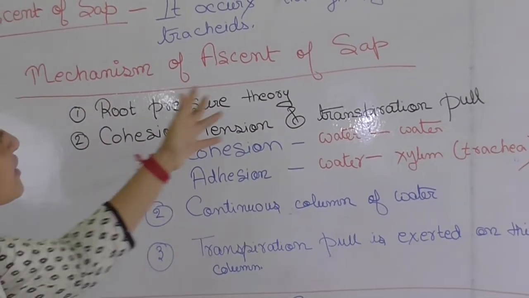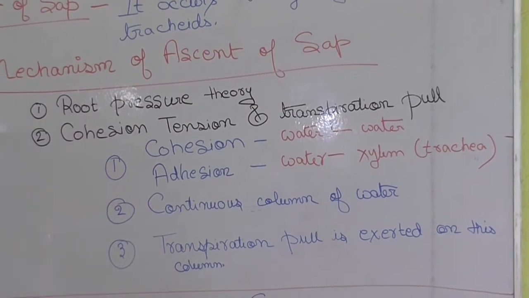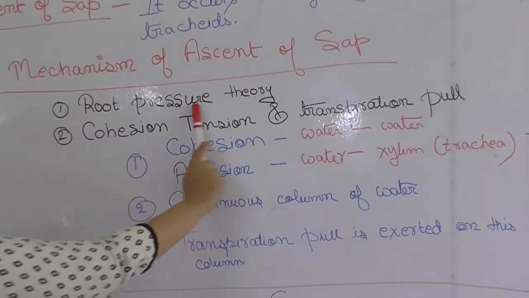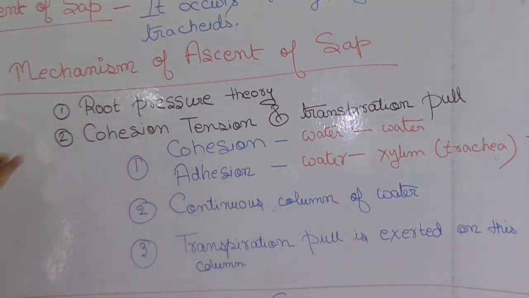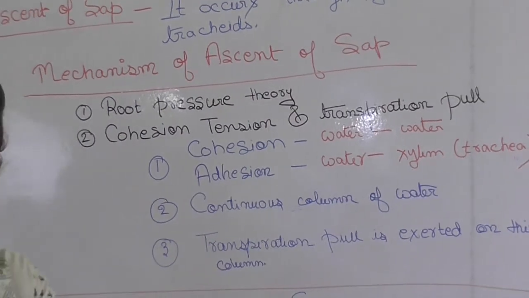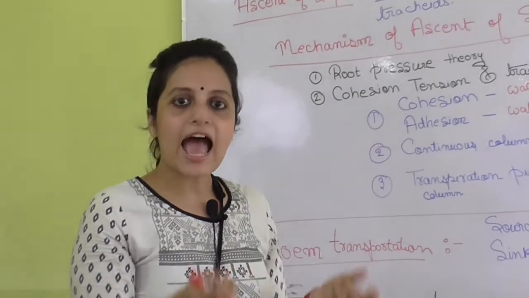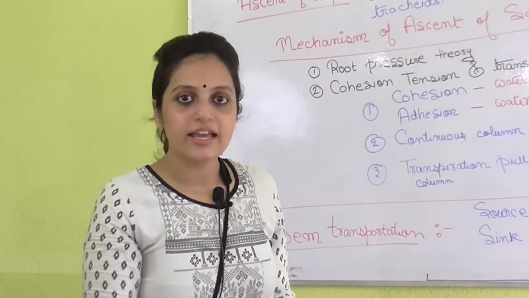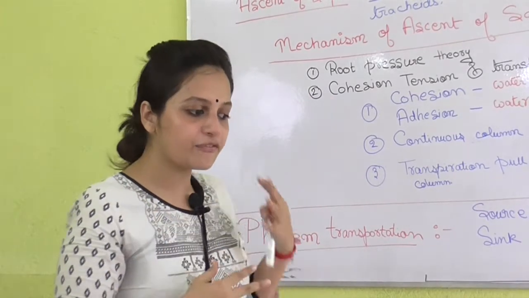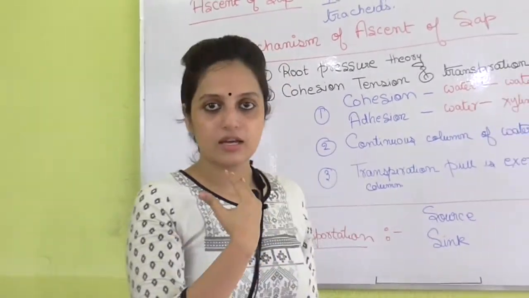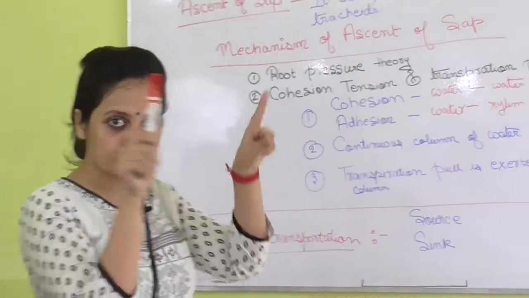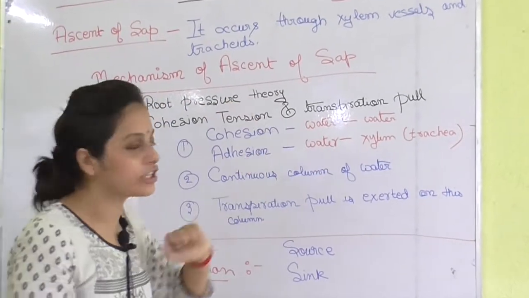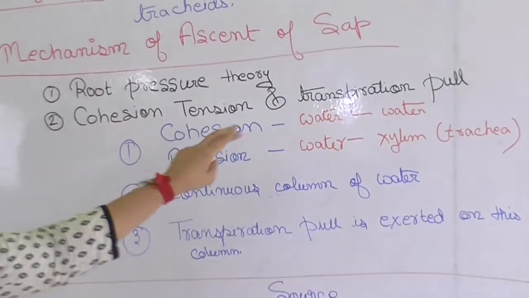So for the mechanism of the ascent of sap, there are two theories. One is the root pressure theory, and the next one is cohesion, tension and transpiration pull. So in root pressure theory, what happens? The root is taking up a lot of water, and for which it is making a lot of pressure. A lot of pressure is made for the sap to be pushed from the root through the trachea. So this pressure is known as root pressure theory.